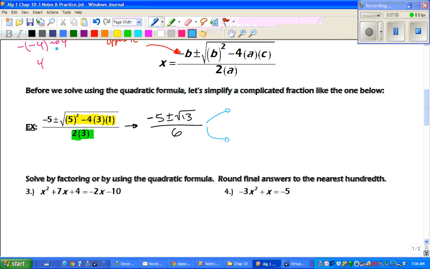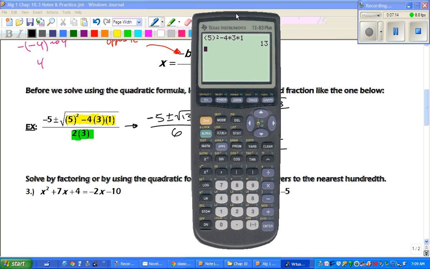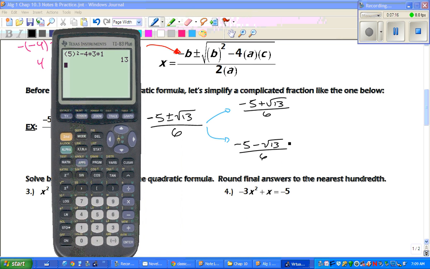We're going to split it into two problems. One problem is going to be the addition, and the other problem is going to be the subtraction, okay? And once again, we're going to do this in the calculator. Now watch how I do this.